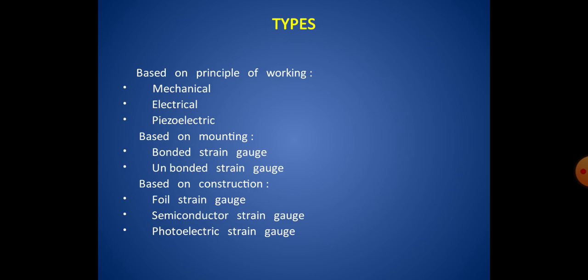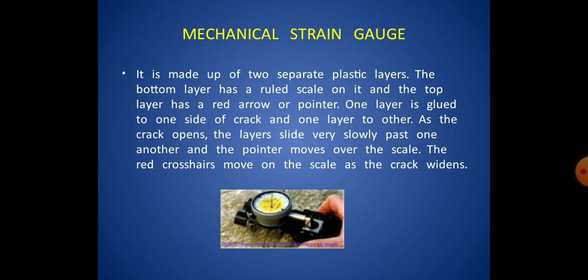There are many types of strain gauges. Based on principle of working: mechanical, electrical, piezoelectric. Based on mounting: bonded and unbonded. Based on construction: foil type, semiconductor and photoelectric strain gauge. The mechanical strain gauge consists of two separate plastic layers, a bottom and a top layer. The bottom layer is glued to a scale, and the top layer has a red pointer.